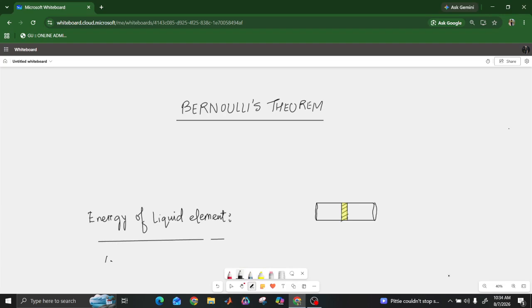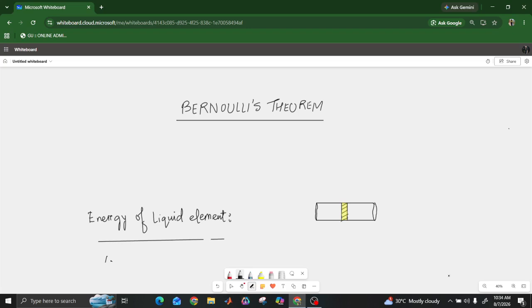Good morning, everyone. Today we are going to learn one of the most important theorems in fluid mechanics. Let me start by asking you a simple question. Why does an aeroplane fly? Why does perfume come out of an atomizer? And why can a strong cyclone sometimes blow away the roof of a house? Have you ever thought about that?